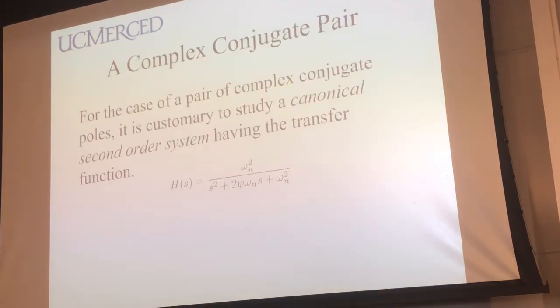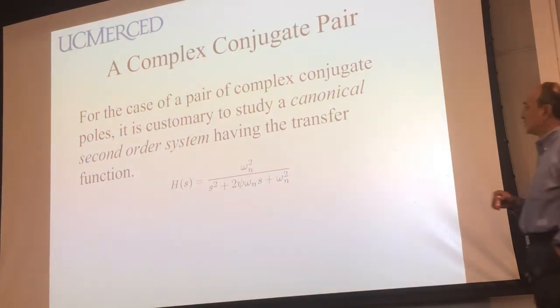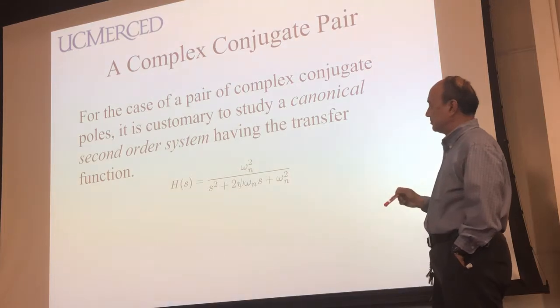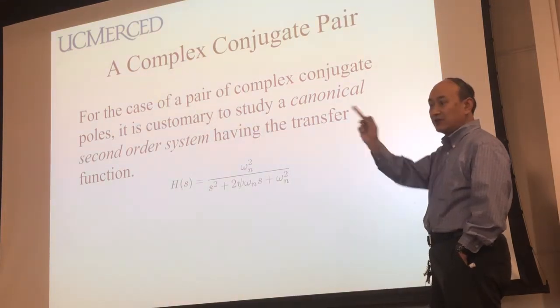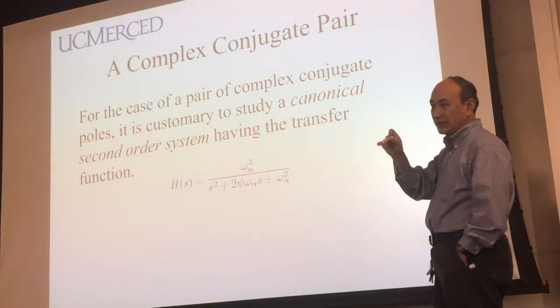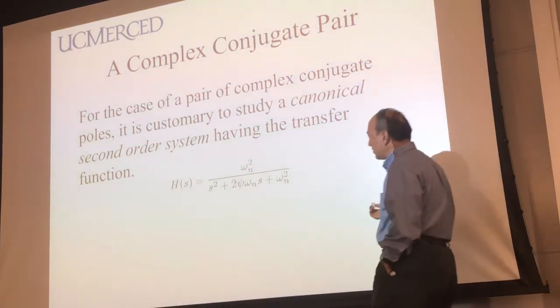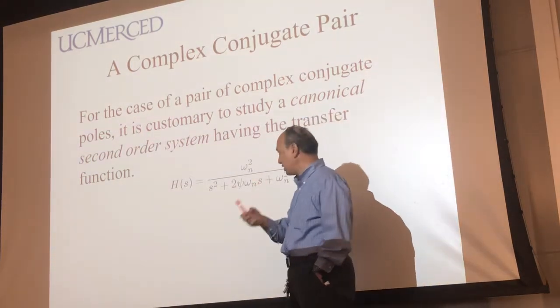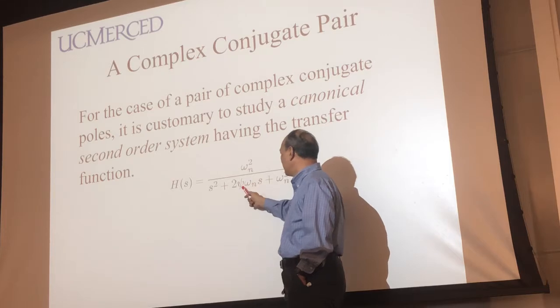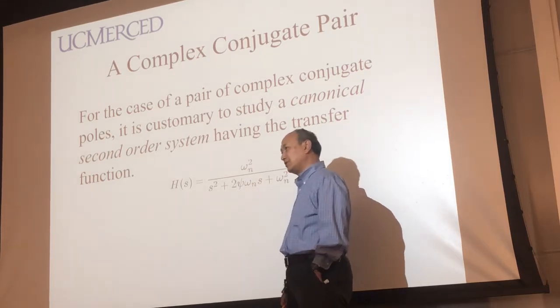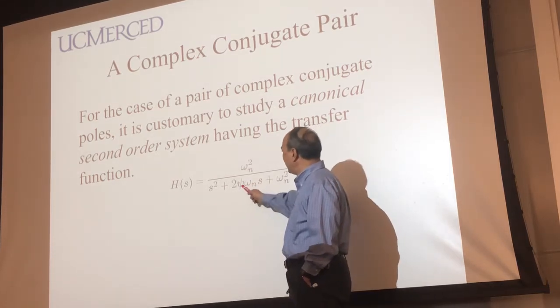So then if you have a complex conjugate, like a second order system, then you can write down the analytic form. This one is called the canonic second order system. Okay? For the first order, we have k over tau s plus 1. But for a second order system, you have 2 parameters. One is called omega n, another one is called the damping ratio. Okay? So this zeta is the damping ratio.